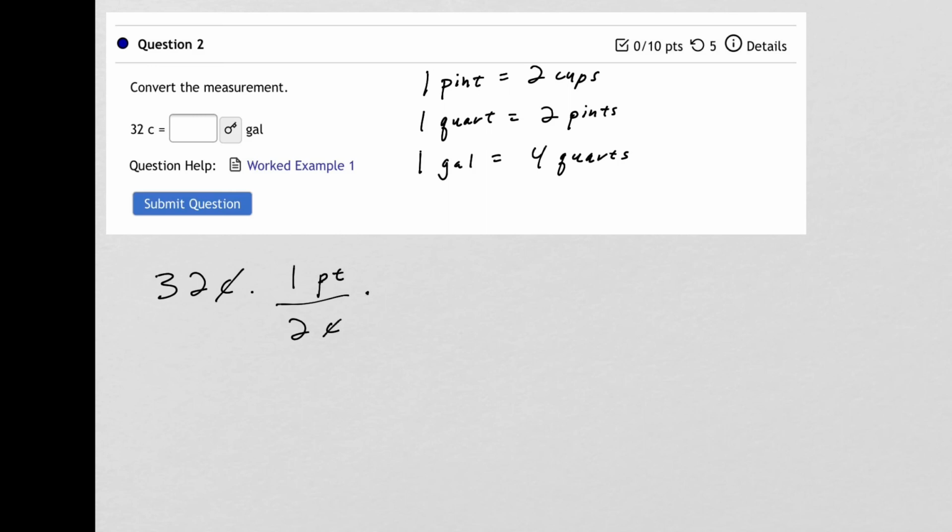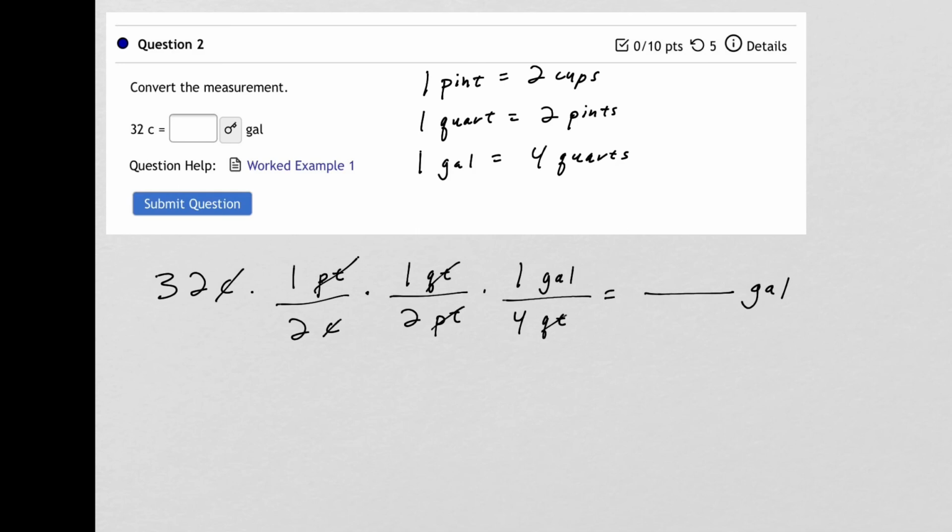Times, and now I'm going to go from pints to quarts. So again, this is QT, and that is the same as 2 pints. So pints has to go in the denominator so that it'll cancel. And then finally, I know that 1 gallon is 4 quarts. So I want 1 gallon in the numerator and then 4 quarts in the denominator. So quarts will cancel, and my answer will be in gallons. All the other units cancel, and the only thing that survives is what I want, which is gallons.